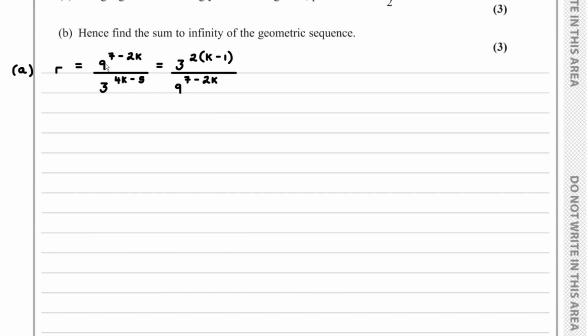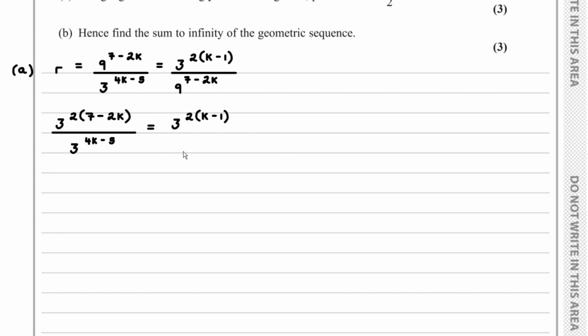Now, this 9 we can rewrite as 3 squared. So we have 3 squared, and the 3 squared is raised to the power of 7 subtract 2k. And we divide this by 3 to the power of 4k subtract 5. And this is equal to 3 to the power of 2 multiplied by k subtract 1.